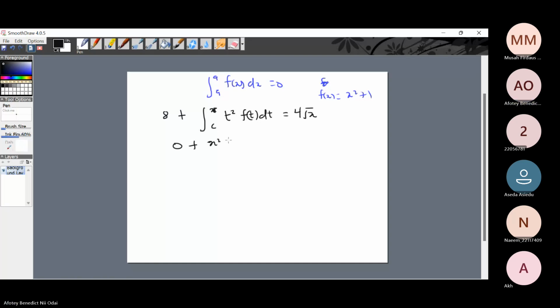x squared f of x. And this is equal to the differential of this. So we can just factor out our 4 and differentiate root of x. So the differential of root of x gives us what? Let's see. So we get x to the power negative 1 on 2.